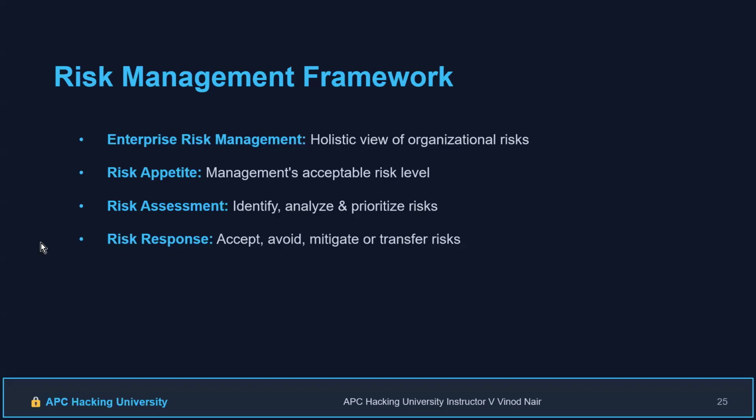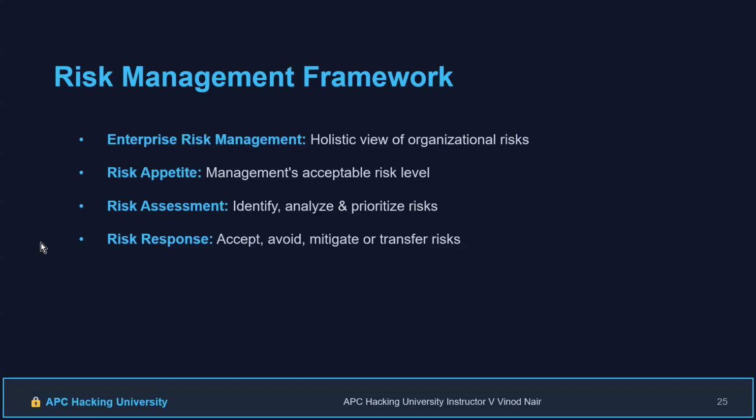SOC 2 will talk about security and operations when they go into detail. That will be your SOC 2. And SOC 3 is public, where the CPA will authorize that whatever the company says is correct. That is called SOC 3.